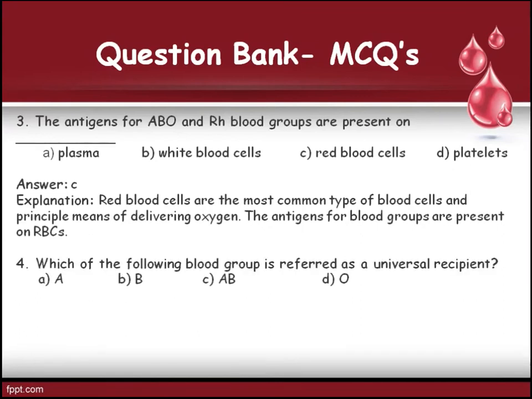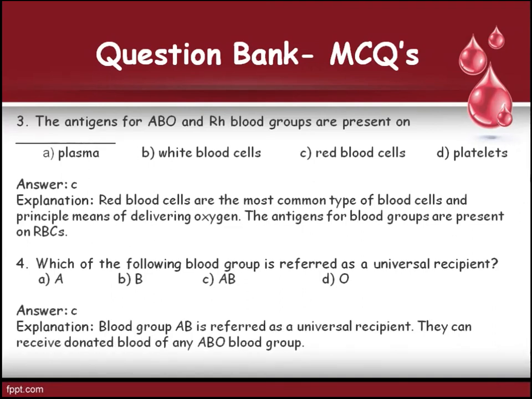Fourth question is, which of the following blood group is referred to as a universal recipient? Option A is A, B is B, option C is AB, and D is O. And the answer is C, because the blood group AB is referred to as a universal recipient. They can receive donated blood of any ABO blood group.